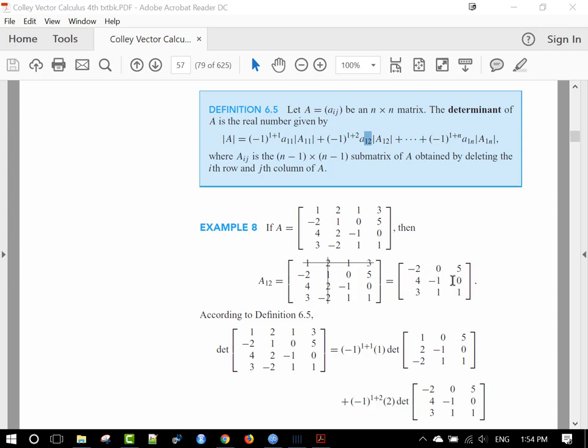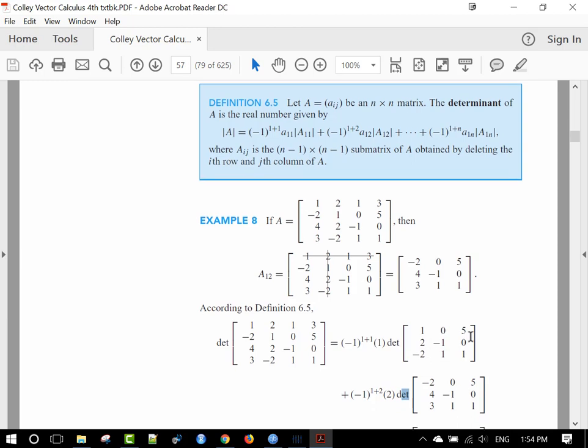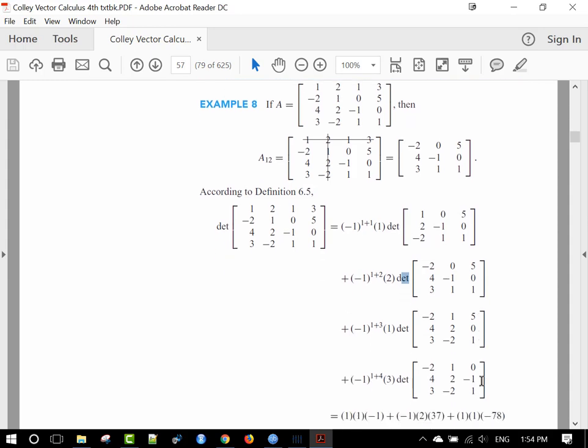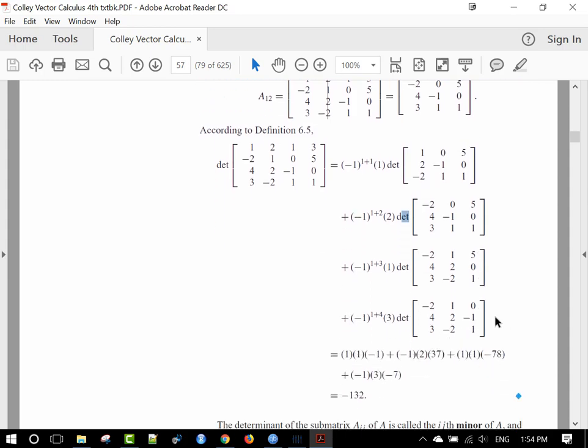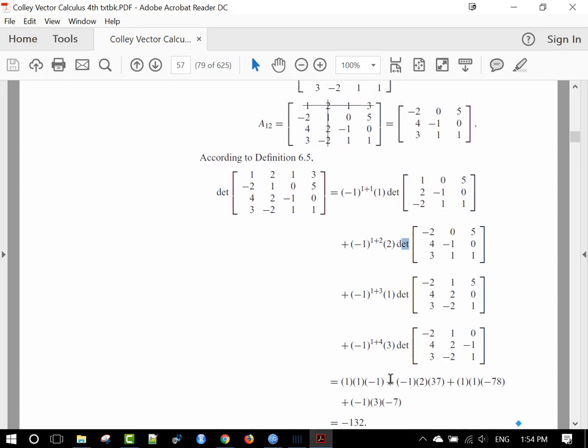But now we have these, this is the determinant of, what is this called? The A11 matrix. This is the determinant of the A12 matrix. So now we still have to figure out the determinants of these. So how do they do that? Well, I guess they do it, so we know how to do that already. So you can do that. Okay? So you can figure out where these numbers come from.